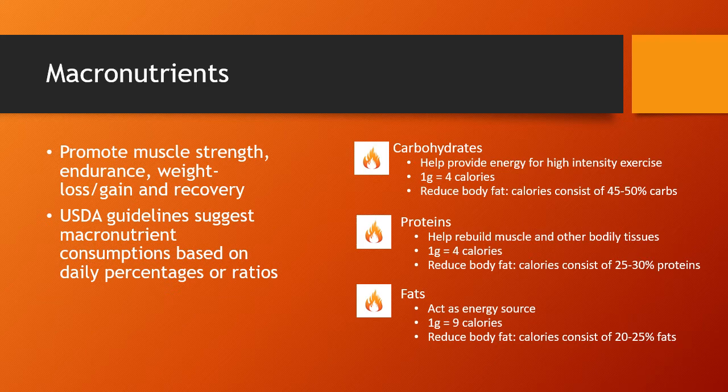And then our fats also act as an energy source. And 1 gram of fat is actually the equivalent to 9 calories. So it has a higher energy total than our proteins and our carbohydrates. But in order to reduce our body fat, we want to have a diet consisting of 20 to 25% of body fats.